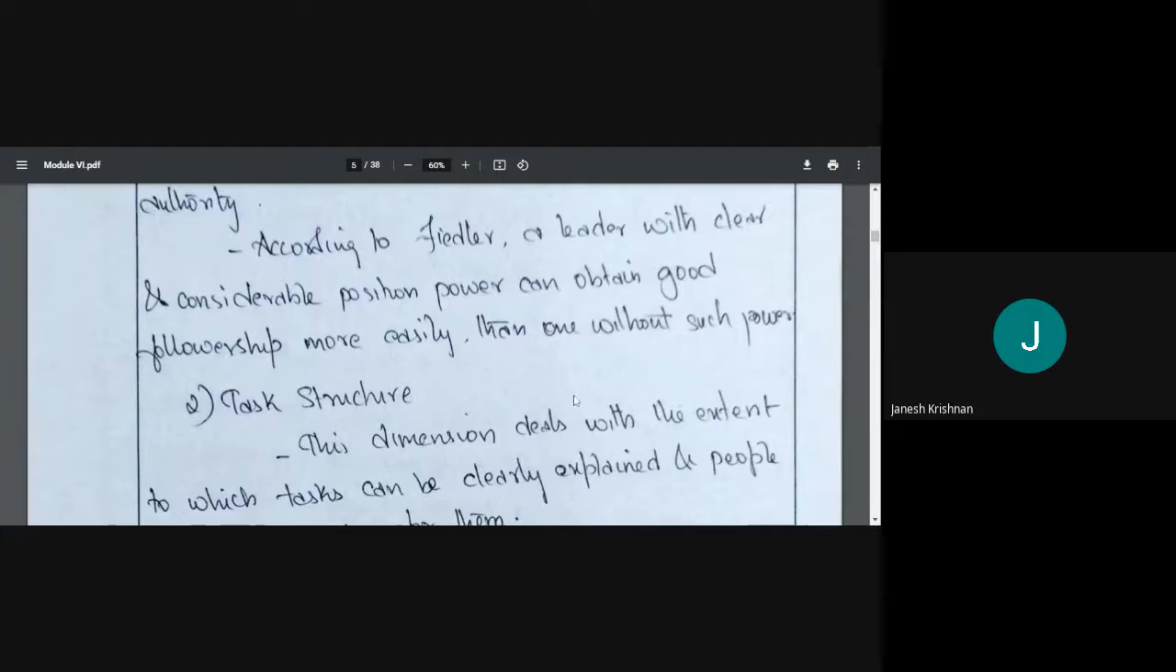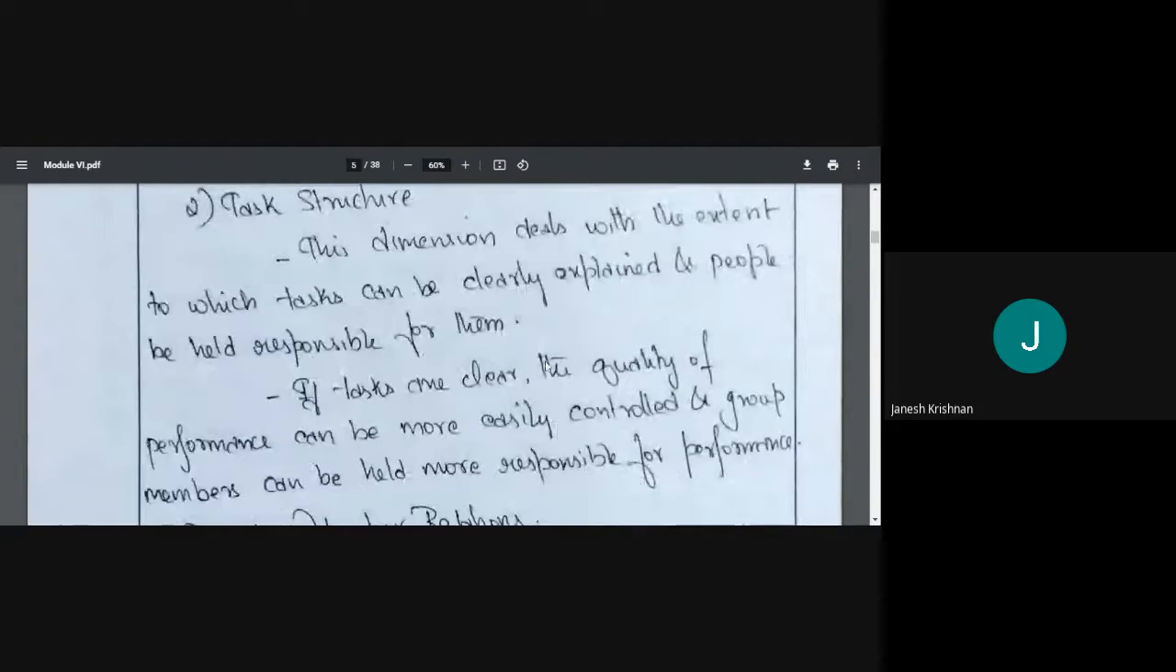The second dimension is task structure. This dimension deals with the extent to which tasks can be clearly explained and people be held responsible for them, right? If tasks are clear, the quality of performance can be more easily controlled and group members can be held more responsible for performance, right?